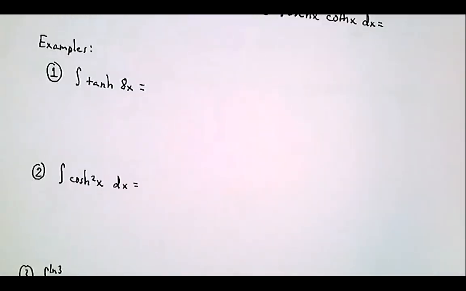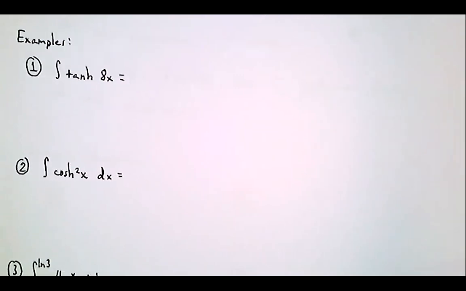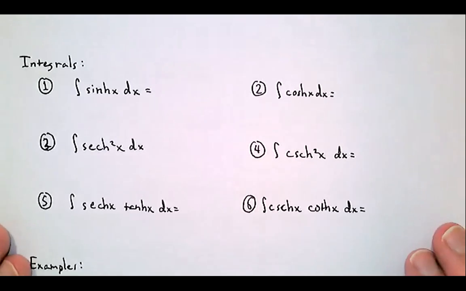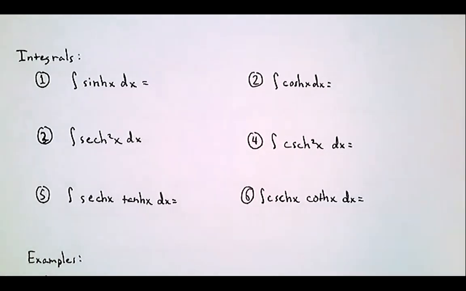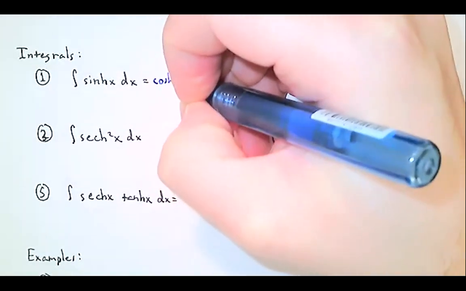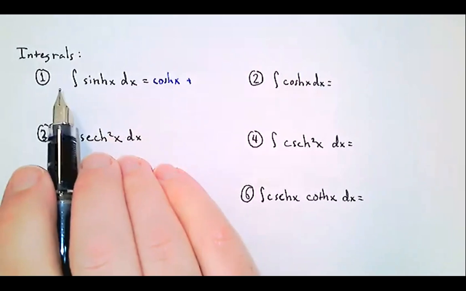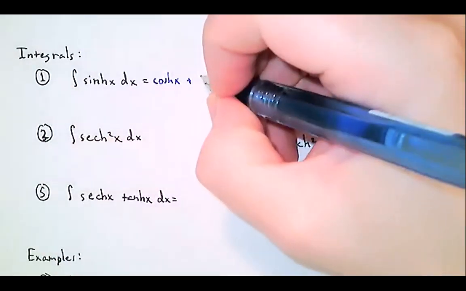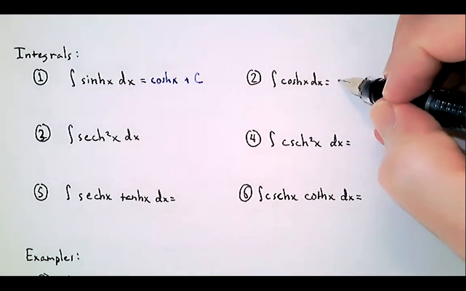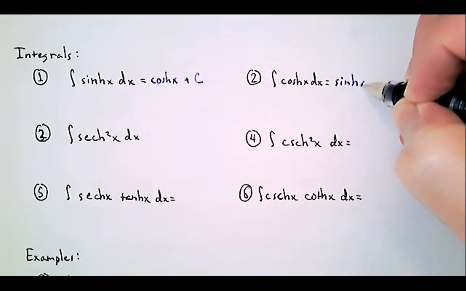We will move on to the integrals. So anytime we have a derivative rule, we can reverse the rule to get an integral rule. So that means the integral of sinh is going to be cosh. And since I have an indefinite integral, remember to always add a constant. And then the integral of cosh reverses the rule for sinh, so we get sinh x plus c.